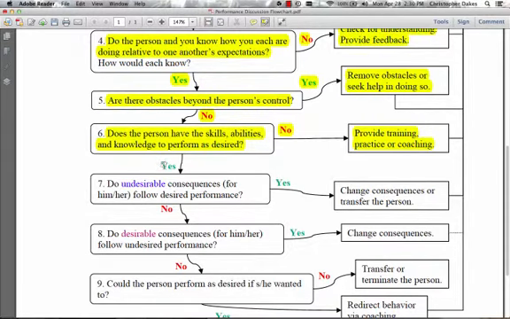So then let's say, okay, well, we decide, yes, they do have the skills and abilities and the knowledge. Then the question becomes, do undesirable consequences follow desired performance? Do undesired consequences follow desired performance? And sometimes this trips people up a little bit because it's kind of a double negative here. Let me give a particular example here.